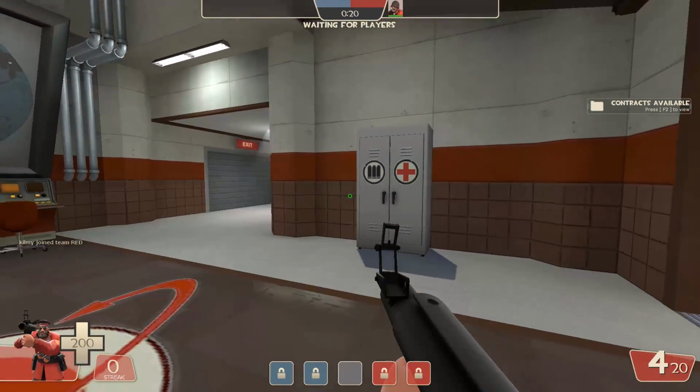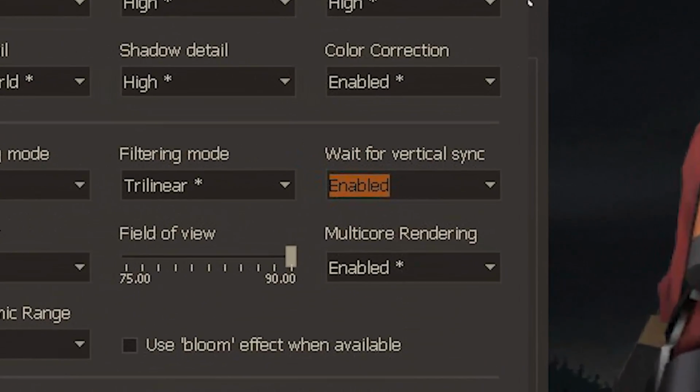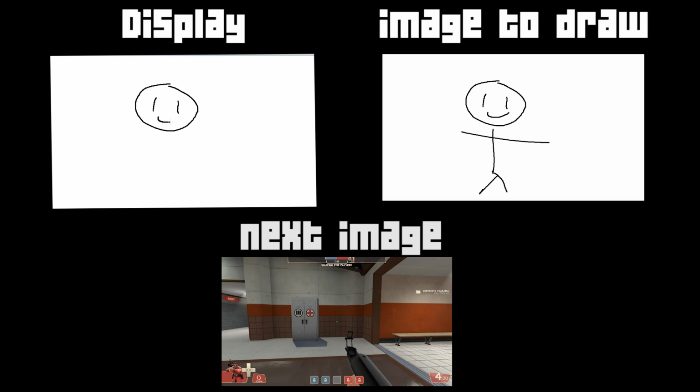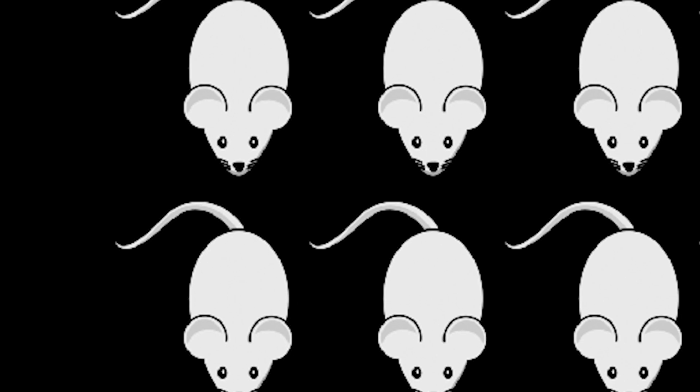Think about it this way. You move the mouse to look in a new direction. Your GPU creates an image of you looking in a new direction, but if you have Vsync enabled, that image might not be immediately displayed on the screen, and thus some lag is created. It's small, but it definitely adds up.